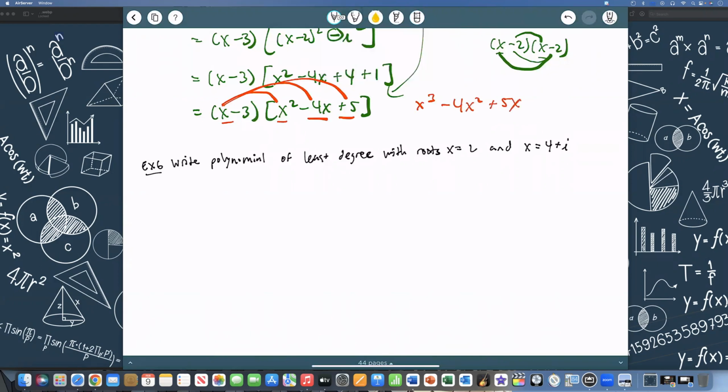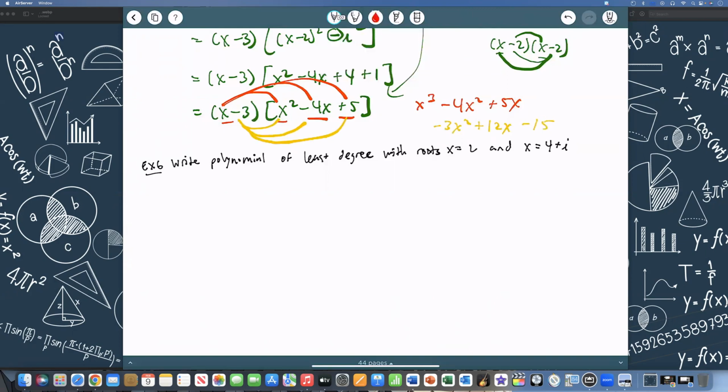So orange, that gets distributed to all three. Okay, and then the negative 3 here has to go to all three as well. So negative 3x squared. Negative 3 times negative 4x is a plus 12x. And negative 3 times a 5 here is a negative 15.